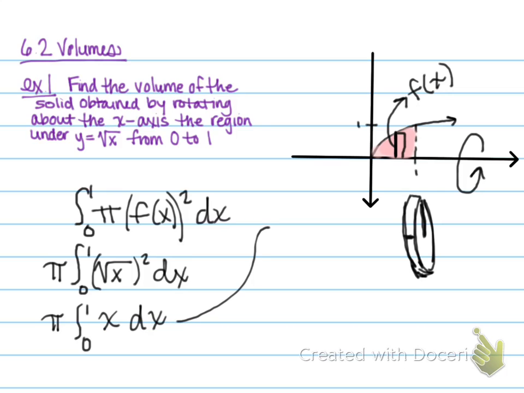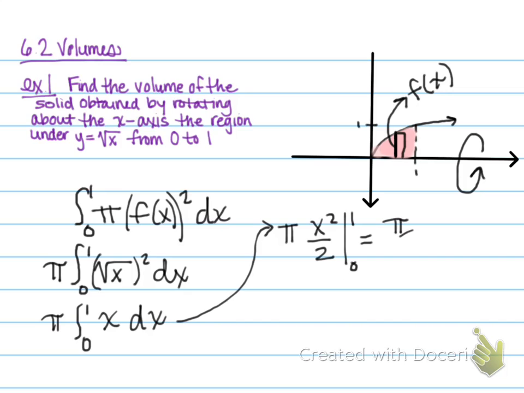Well, this is a fairly easy integral, isn't it? It will be pi times x squared over 2, not pi squared, evaluated from 0 to 1. So that equals pi times 1 squared over 2, which is pi over 2, minus 0, or pi over 2. Pi over 2 is the volume of the solid obtained by rotating this pink area around the x-axis.